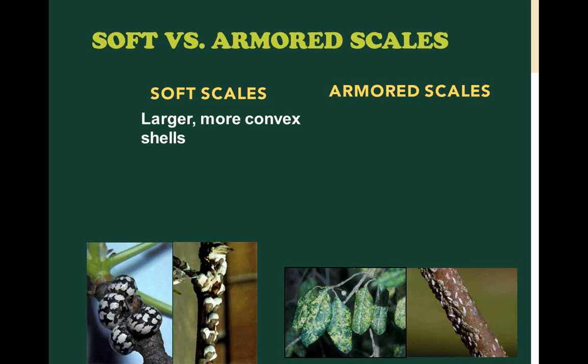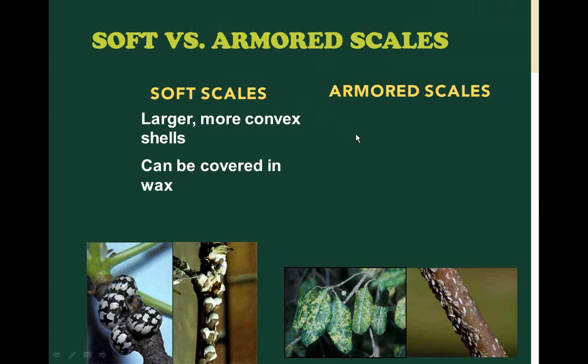Here's just a quick overview of soft scales and what they look like. They generally tend to be a little bit larger and more convex. Some of them are not soft at all. They are actually quite crunchy, and you can squish them with your thumb.